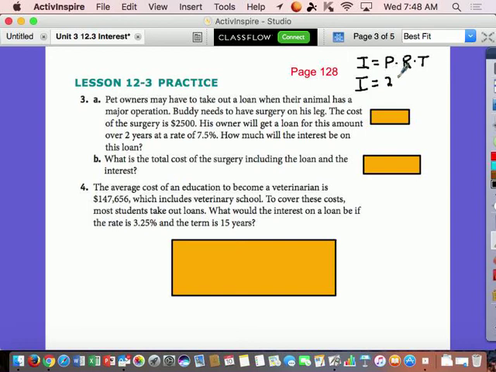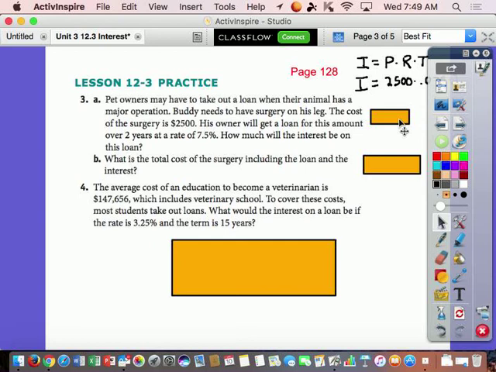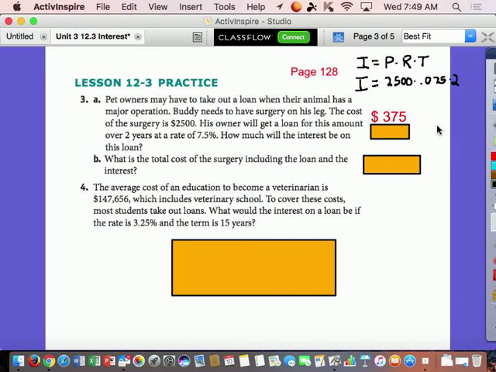I've got 2,500 times the rate, which I have to convert to a decimal, right? So it's 0.075 times 2, the number of years. And when I multiply all that together in my trusty calculator, I get $375. Now this question asks you, what's the total cost of the surgery, including the loan, $2,500, and the interest? You just add those two together. So you just have to read what they're asking you. But they're all based on this simple formula, I equals PRT.